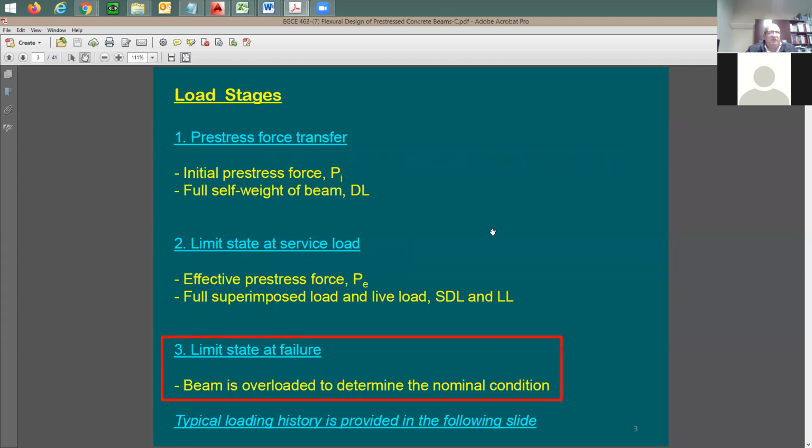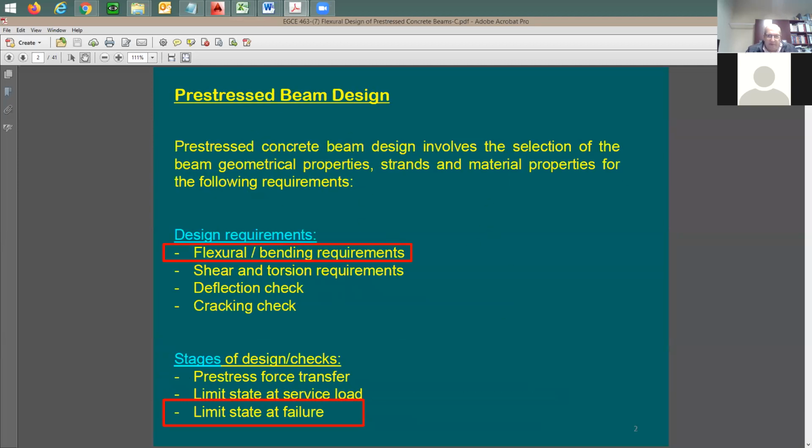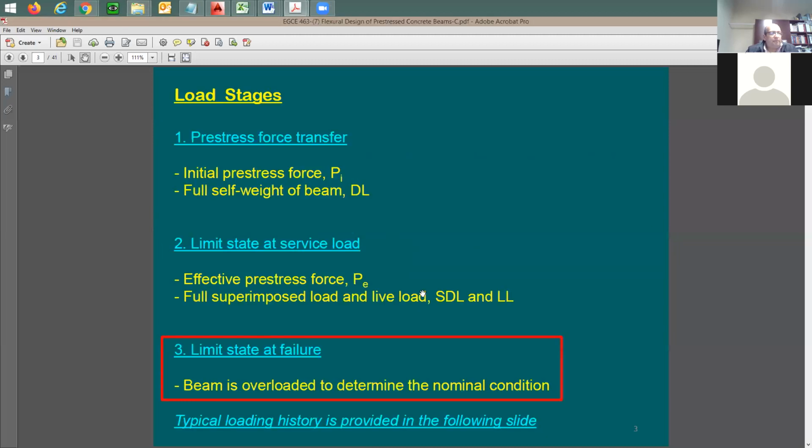This is also a repeated slide. As you remember, this is also a repeated slide. Nothing is new here. We're going to be doing the limit state at failure.